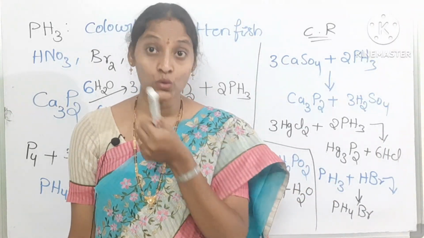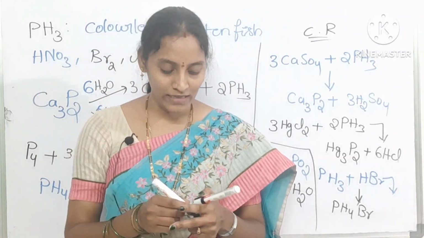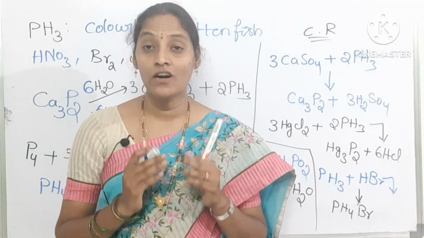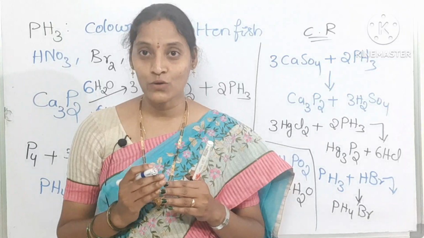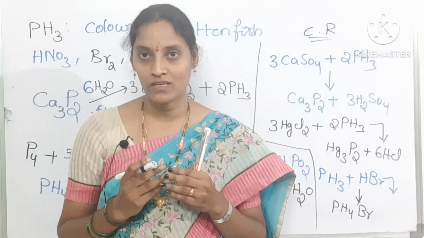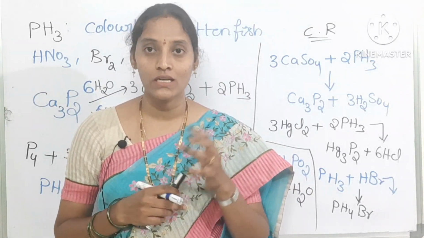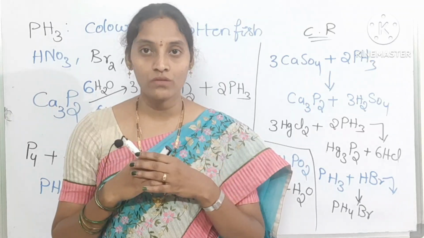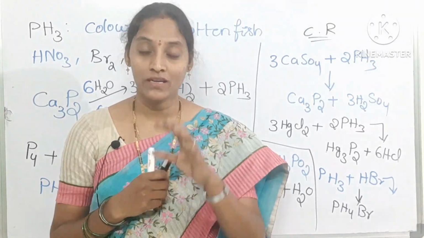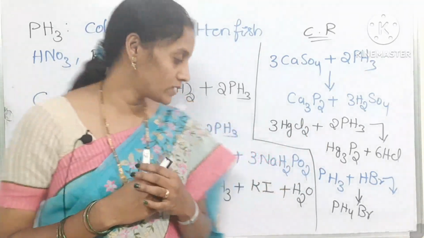And if you see uses of phosphine, especially 2 uses: phosphine can be used in Holme's signals and also smoke screens. What is Holme's signal? What is a smoke screen? Smoke screens are used by army people, because a large amount of smoke becomes just like a screen. So phosphine is used for that. Coming to the Holme's signal.